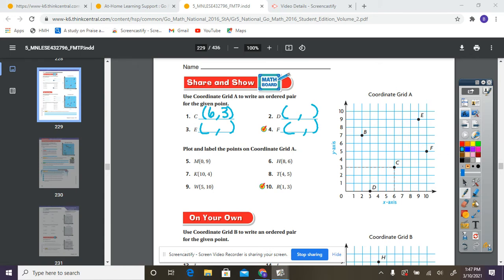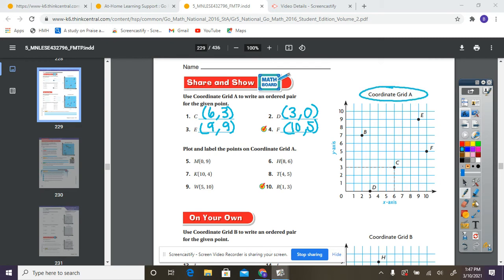On D, I went over 3. How many did I go up? 0. Yes, you can have a 0 value. We did not go up at all. E, I went over 9, and then I went up 9. And F, I went over 10 and up 5. That's all they're asking for there. And now on the 5 through 10, they're asking you to plot and label the points on coordinate grid A. Coordinate grid A is just the name of the grid that you're graphing the data on.